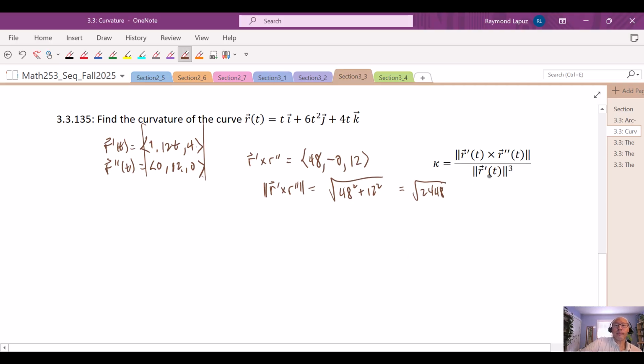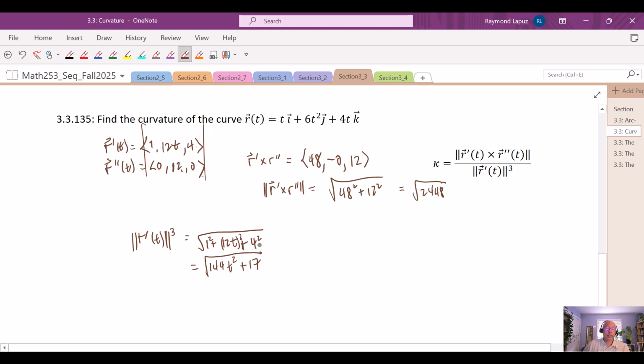Now the denominator will be the magnitude of r prime of t, cubed. So let's take the magnitude of the first derivative, so that's 1 squared plus 12t squared plus 4 squared. This will give us 144t squared, and then 16 plus 1 is 17, under square root.